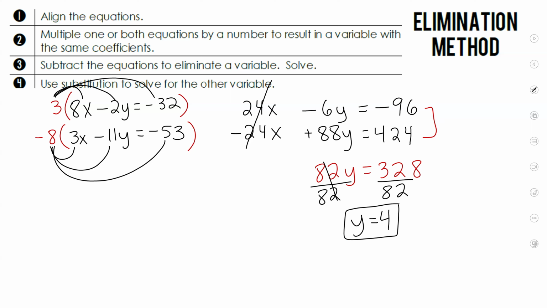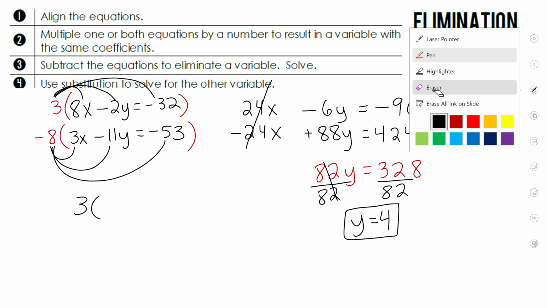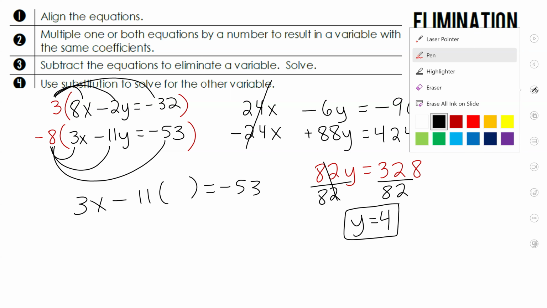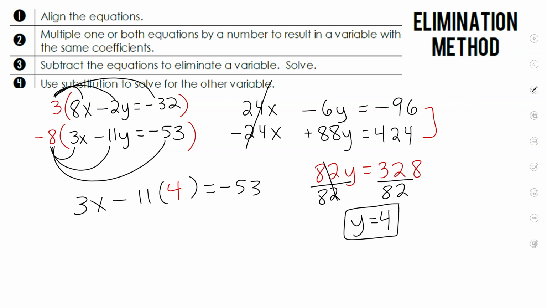So we found one variable. Let's figure out the other variable by plugging it into one of the equations. So which equation did y'all pick? I'll do the bottom one this time. It doesn't matter which equation you do. So I have 3x minus 11y equals negative 53. I'm going to plug in a 4. And you'll get 3x minus 44 is equal to negative 53.